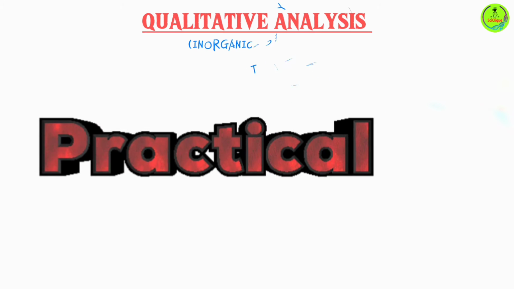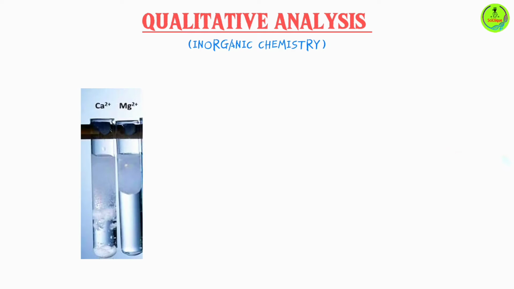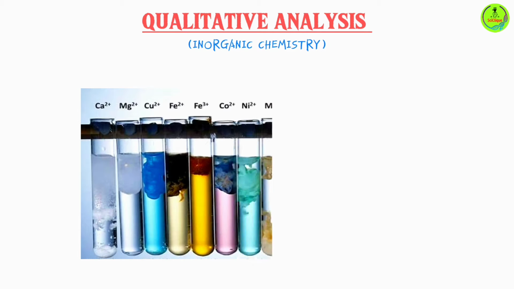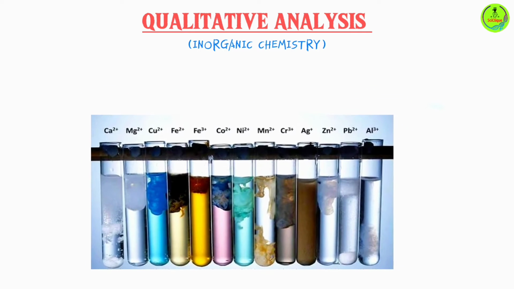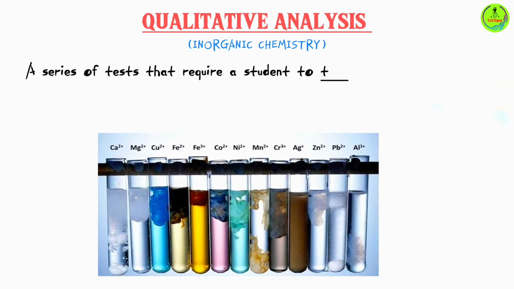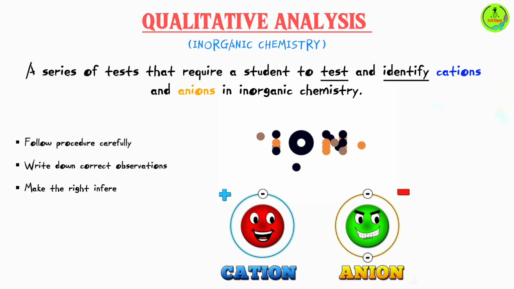Qualitative analysis. In our lesson today, we are going to have a deep and thorough discussion of qualitative analysis in inorganic chemistry. So what is qualitative analysis? This is a series of tests that require a student to test and identify cations and anions in inorganic analysis. A student is expected to follow the instructions carefully, record all the observations correctly, and lastly, make the right inferences. The key guide here, of course, is the proper use of the reagents provided.